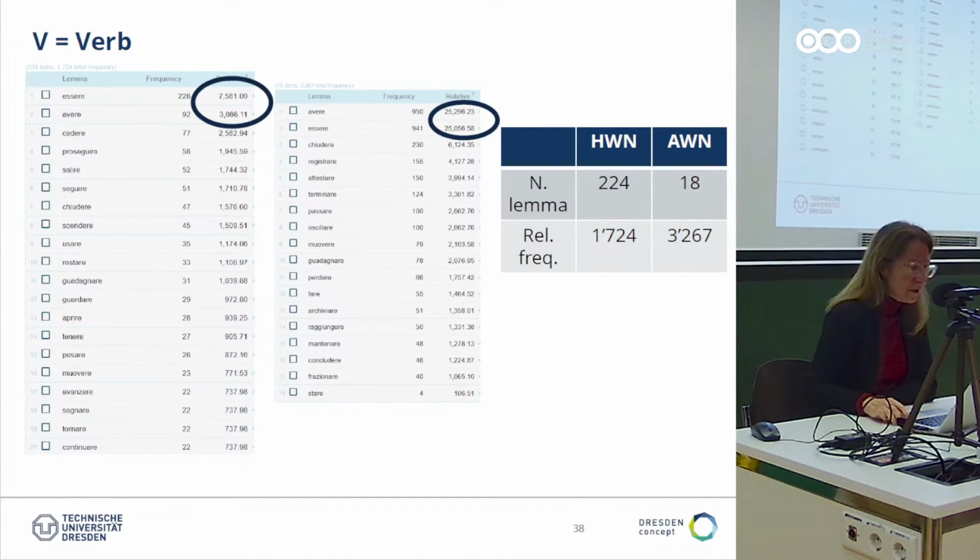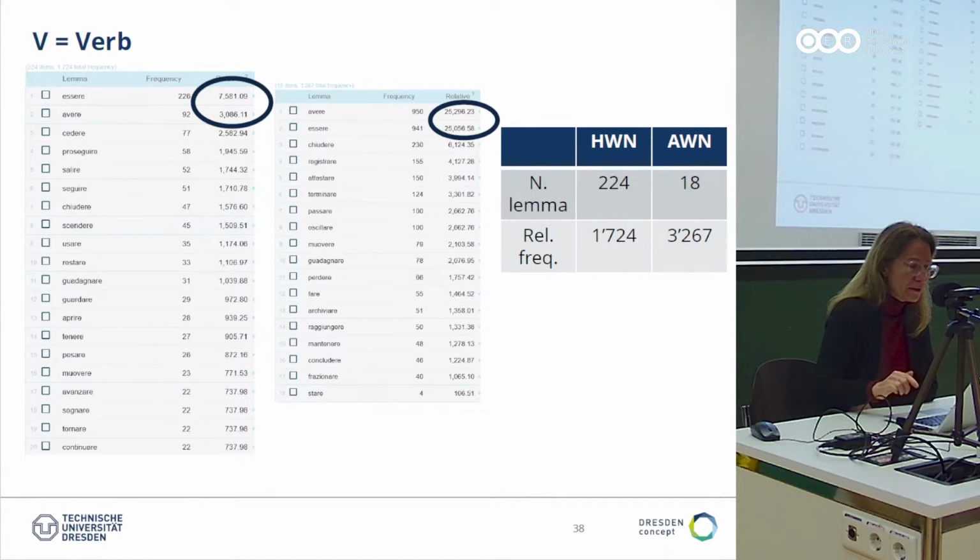But what is a significant difference is that in the human written text we have a gap between the verb essere, to be in Italian, and avere, to have. While in the automated text, if we look at the relative frequency, there's absolutely no difference. So that is, again, a difference that is important.